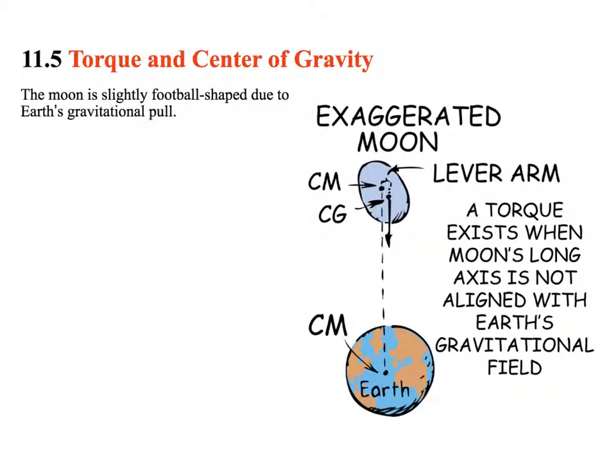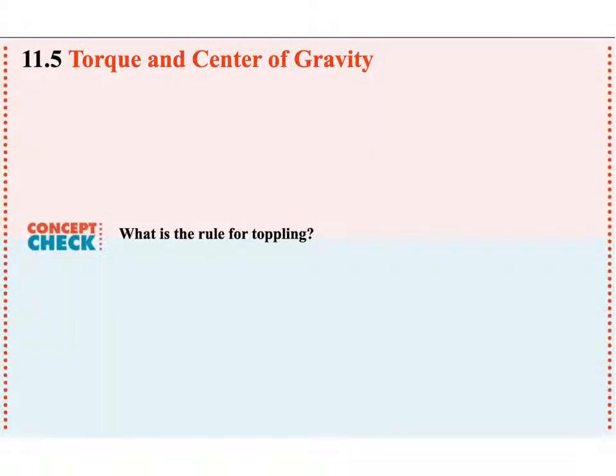The moon is slightly football-shaped due to Earth's gravitational pull. The pull of Earth is actually making it oblong. So what is the rule for toppling again?